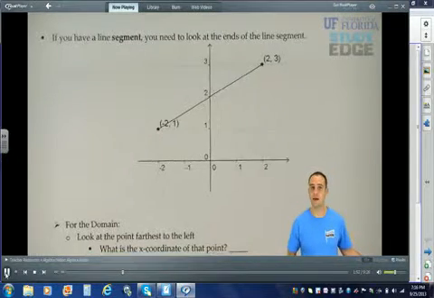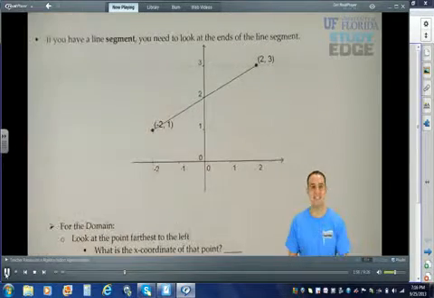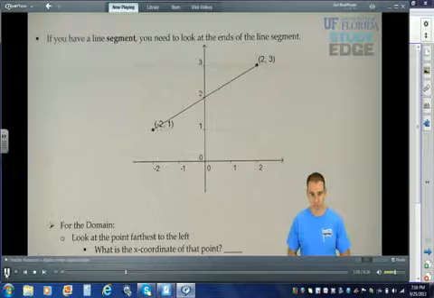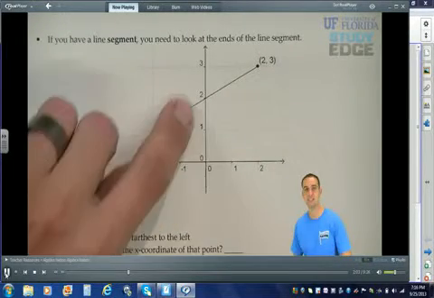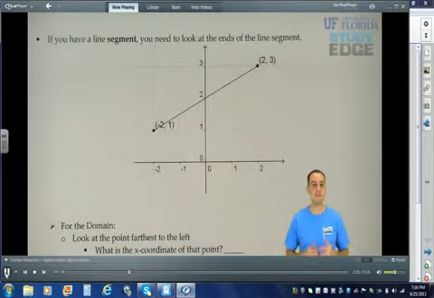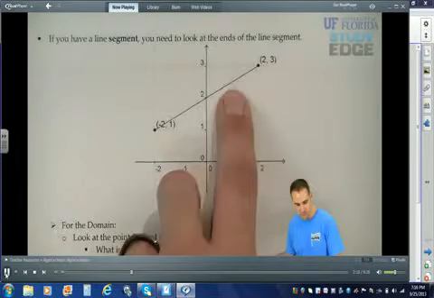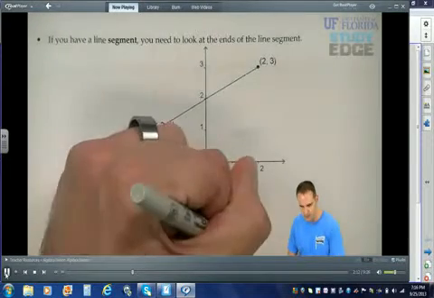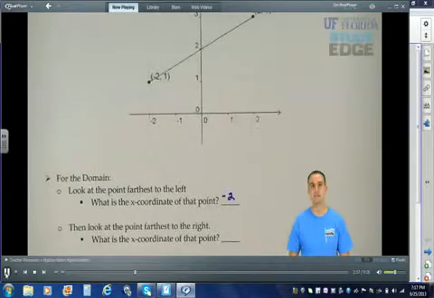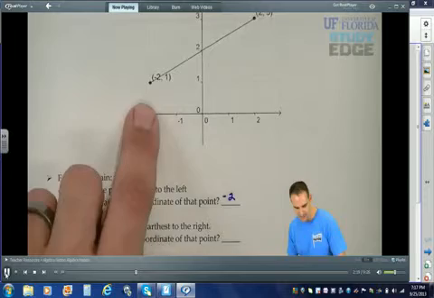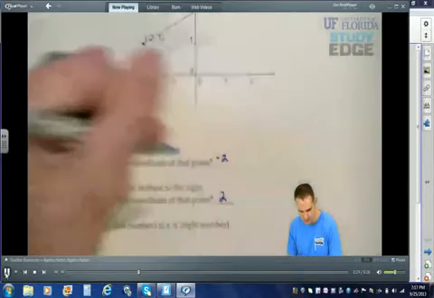Next up, let's talk about a line segment. Looking at this line segment, we're going to look at the endpoints of a line segment. For domain, remember, domain is x's, and we have our x-axis and our y-axis. To find the domain in this case, we look at the point farthest to the left. If we go to the left, I see that that point is negative 2. We take the point farthest to the right. The point furthest to the right is going to end up being positive 2 in this case. See it? It's positive 2.